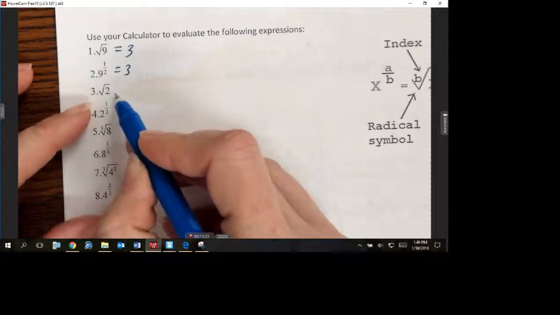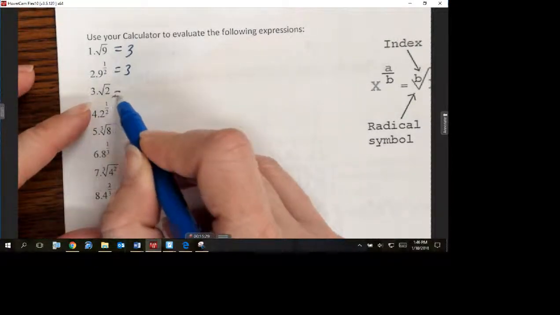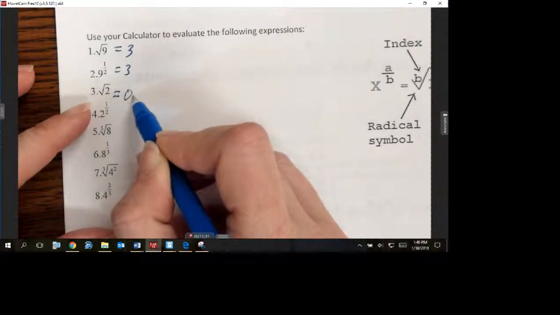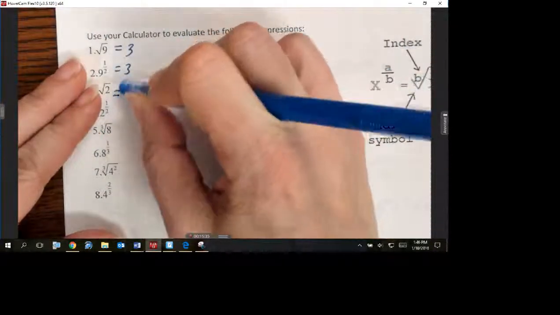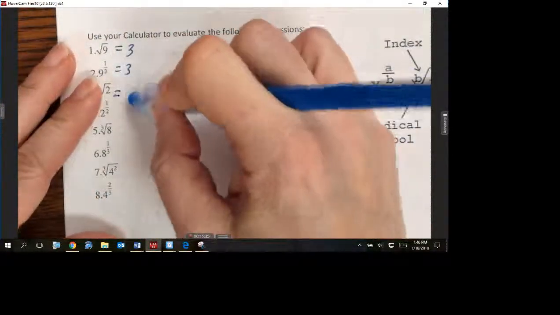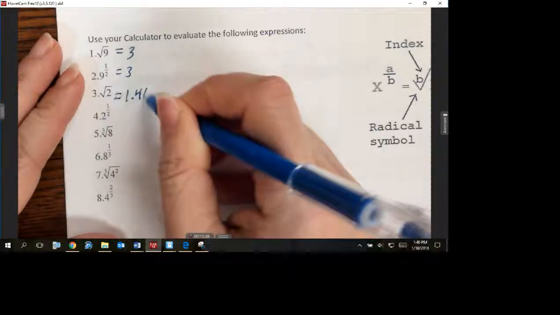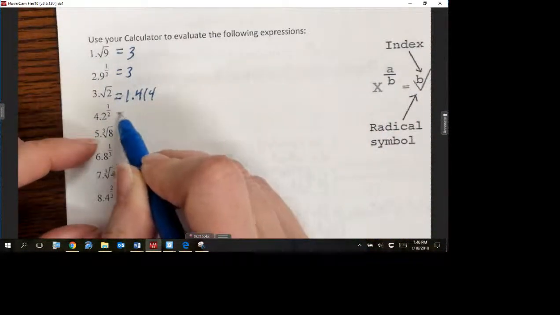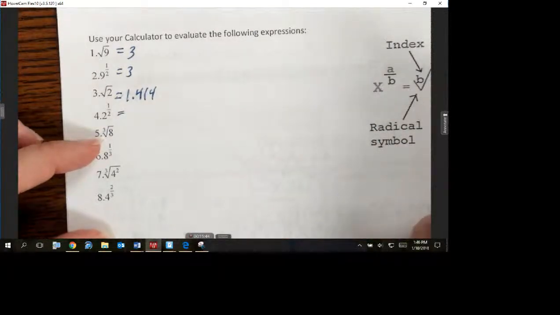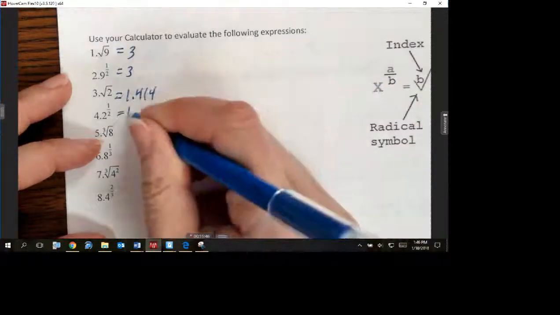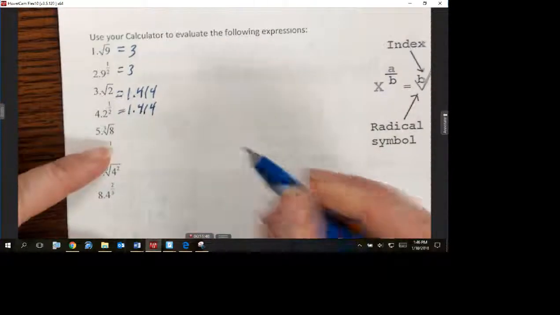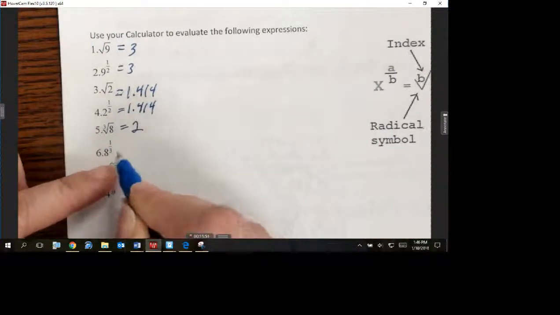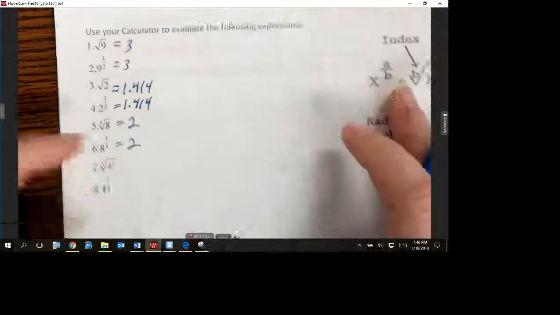So the square root of 2, what do you get for that? 1.41. Okay. And then 2 to the half gave us what? Same thing. And then we just did this one, we got 2, and then 8 to the 1/3 gave us 2.